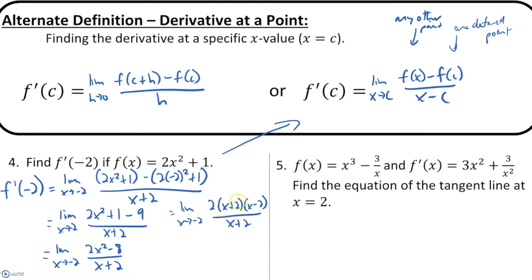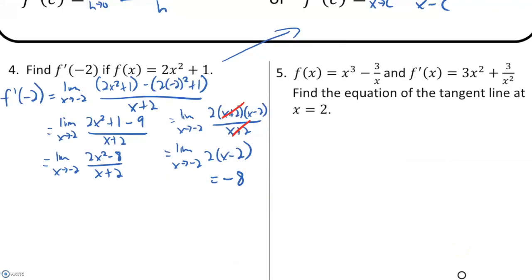And we can now see that this is a removable discontinuity, and we'll be left with the limit as x goes to negative 2 of 2 times x minus 2, or, evaluating that by direct substitution, negative 8. So you can see, instead of having to go through getting the function and then substituting the negative 2, it allows you to cut out some of the middle work. Let's look at example 5 now.